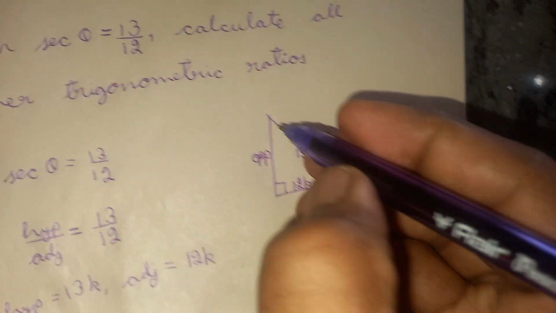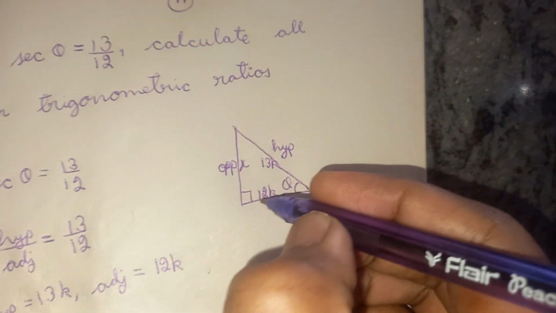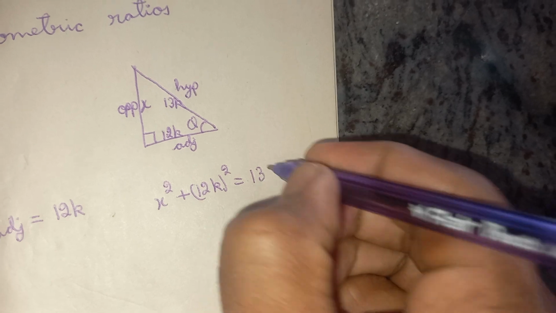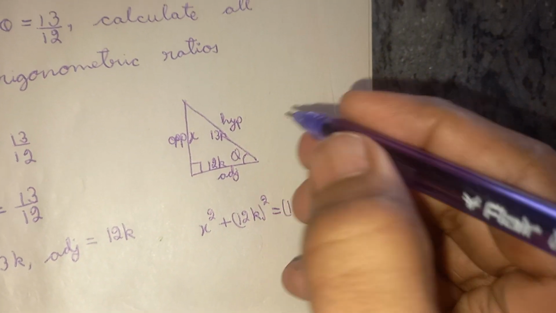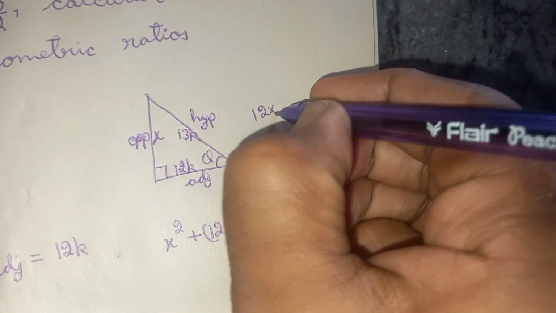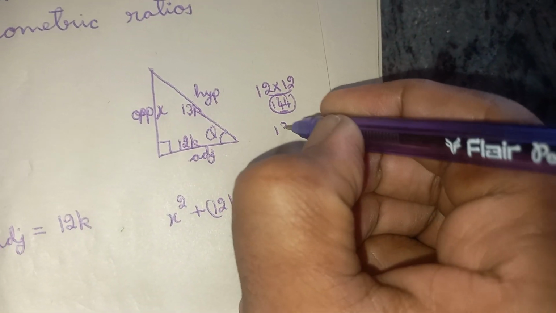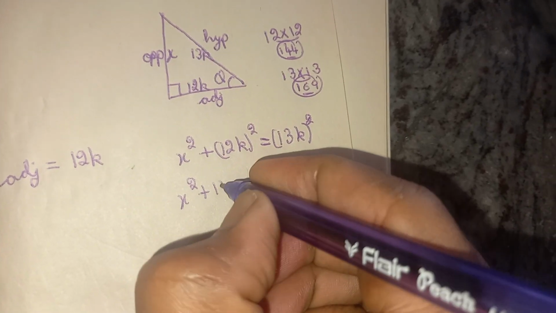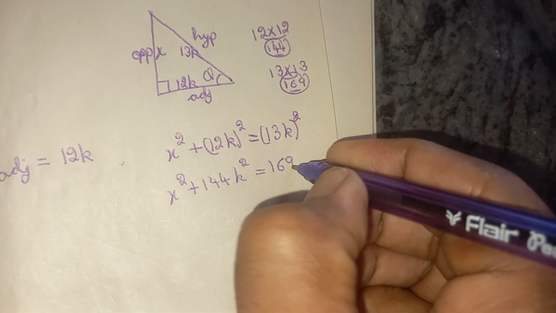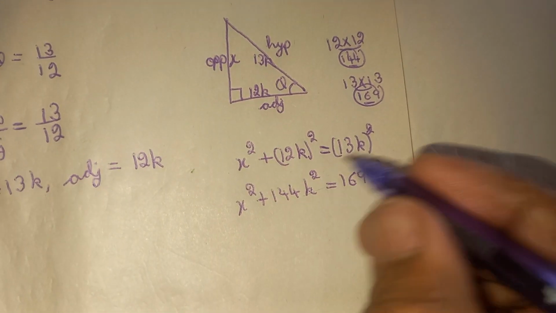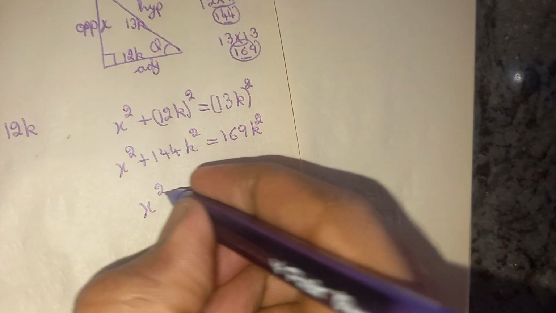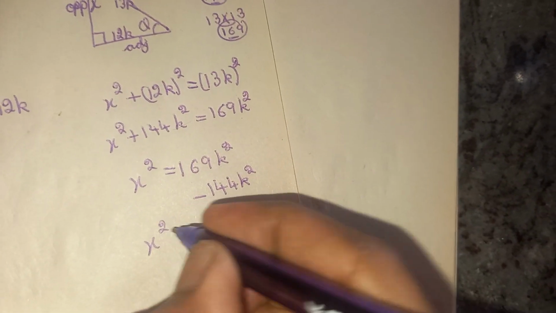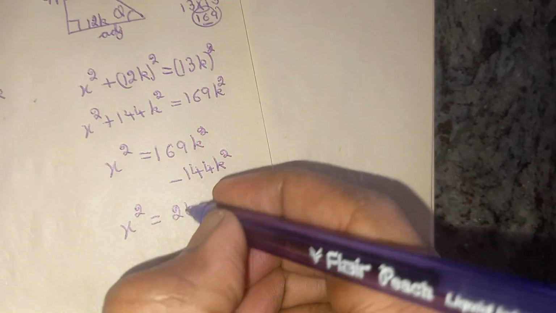Now let's find out what the opposite is. Take opposite as x, so this side squared plus this side squared: x square plus 12k whole square becomes hypotenuse square, which is 13k whole square. Now 12 times 12 becomes 144, and 13 times 13 becomes 169. So x square plus 144k square equals 169k square. Send 144k square to that side: x square equals 169k square minus 144k square. Now x square equals 169 minus 144, which is 25k square.